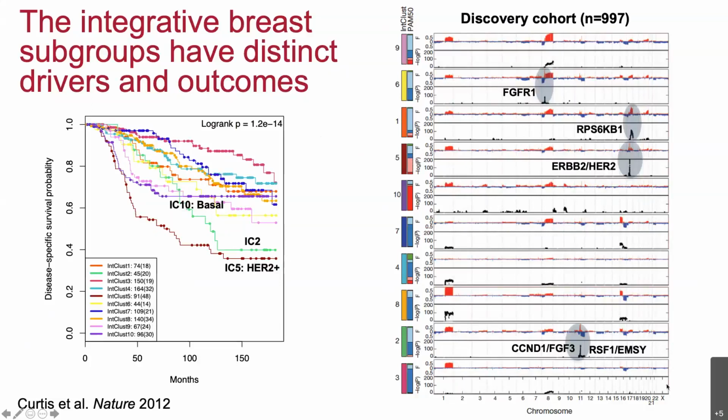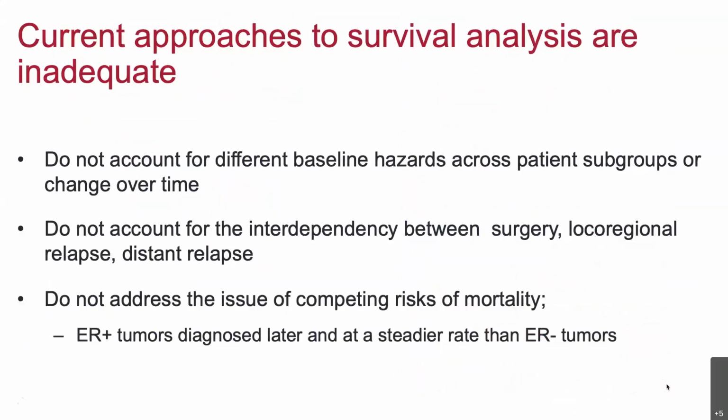So this was all fine and well, but we knew at the time that our current approaches to survival analysis were somewhat suboptimal for this task. Part of the reason is that they don't account for baseline hazard differences across patient subgroups and how those change over time. There were also limitations in modeling the interdependency of the patient's clinical course, namely the fact that they would often have surgery and go on to develop a local regional relapse and/or a distant relapse. Additionally, they don't adequately address the issue of competing risks of mortality, namely that ER-positive tumors tend to be diagnosed later and at a much steadier rate than ER-negative tumors.